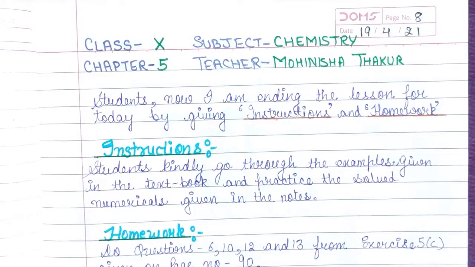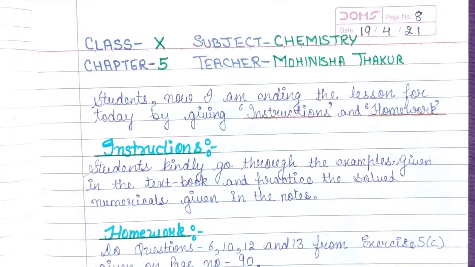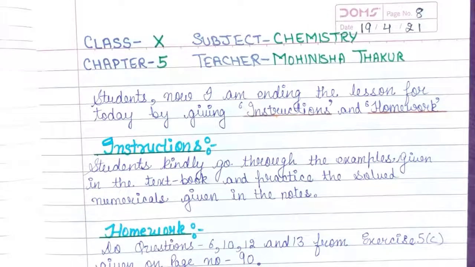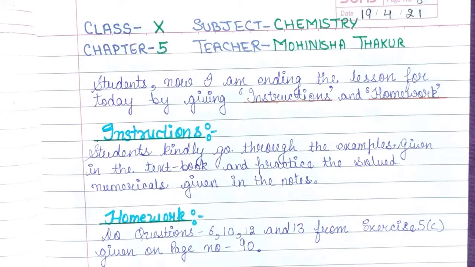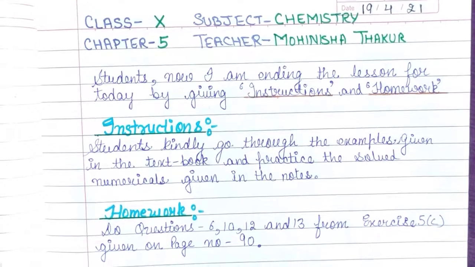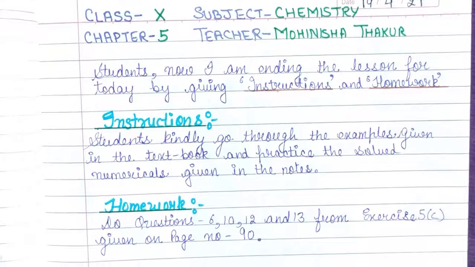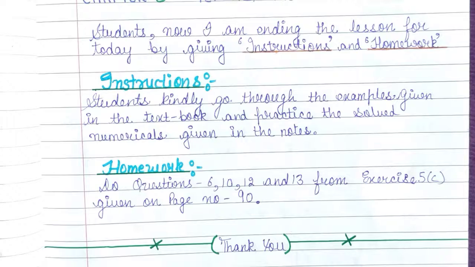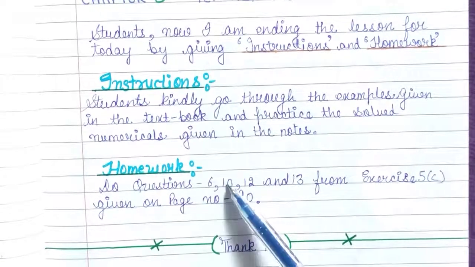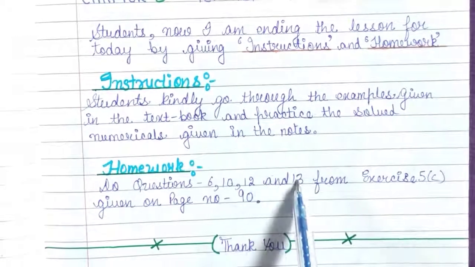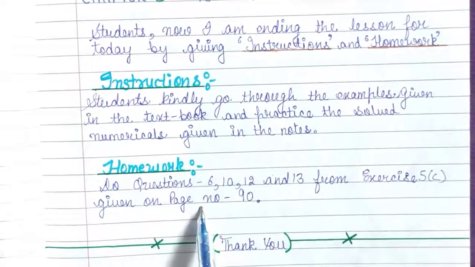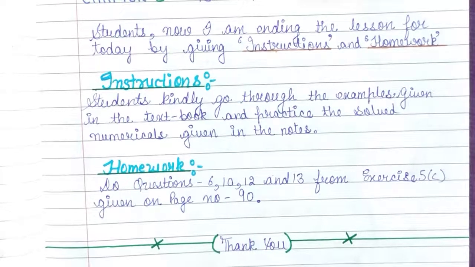Students, now I am ending the lesson for today by giving instructions and homework. The instructions are, students, kindly go through the examples given in the textbook and practice the solved numericals given in the notes. And the homework is, do questions 6, 10, 12 and 13 from exercise 5C given on page number 90. Thank you and have a nice day.